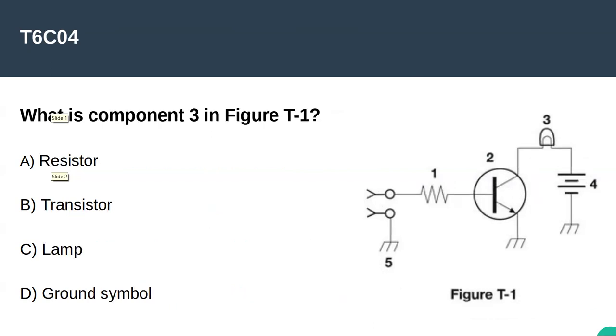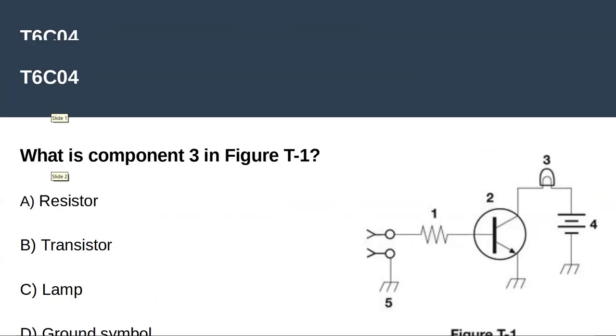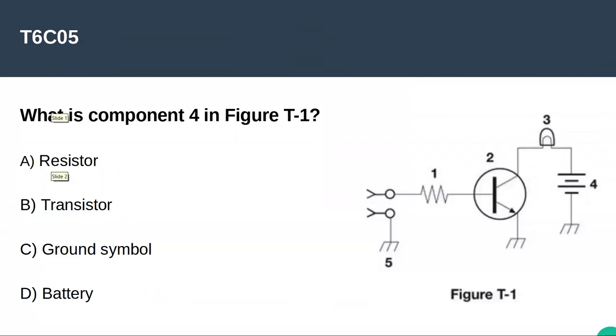What is component 3? C, a lamp. Okay. Or LED. Well, we'll get to an LED, but we're not there yet. This is an incandescent lamp. Oh, okay, thank you. And what is component 4? It's a battery. All right.